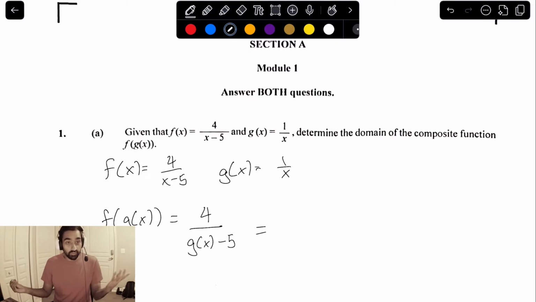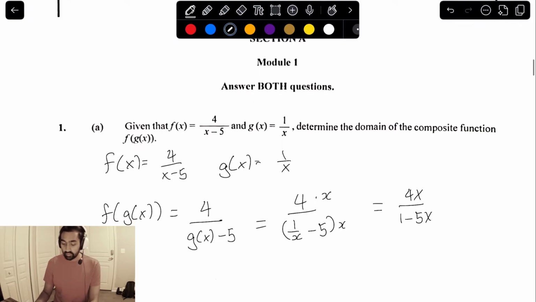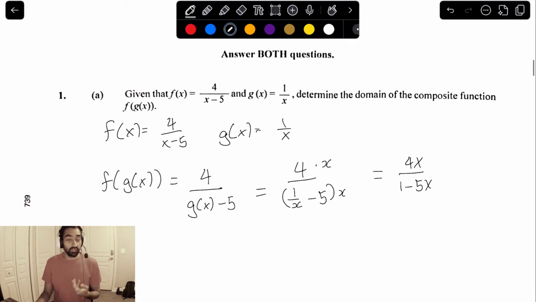And now what's g of x? g of x is 1 over x. So I just put that in. Now I have to simplify. I use a little bit of algebra to simplify because it's a little bit complicated. So I'm going to multiply both the numerator and denominator by x. That's equal to 4x over 1 minus 5x. So that's an expression for my composite function f of g of x.